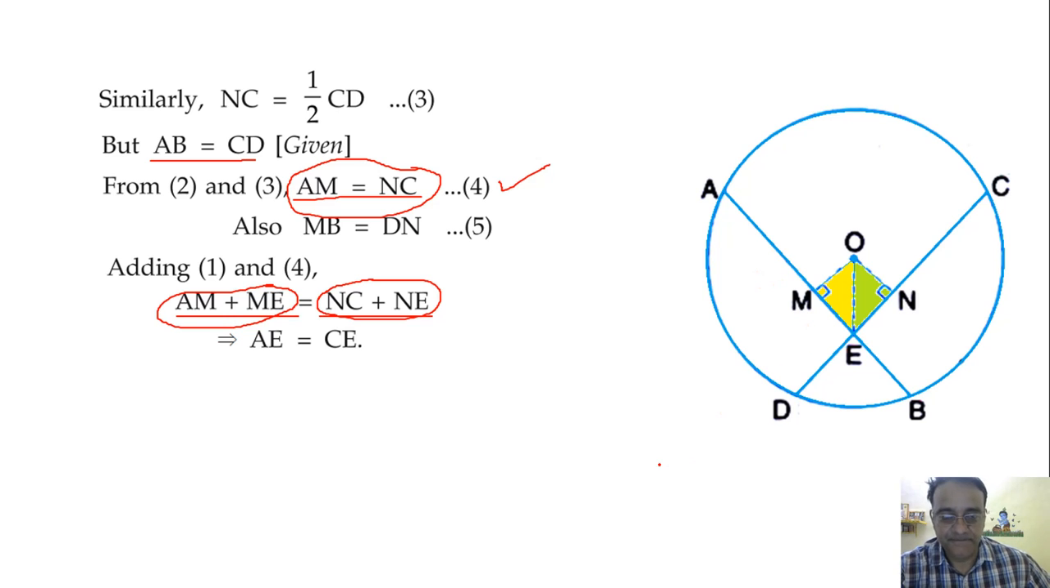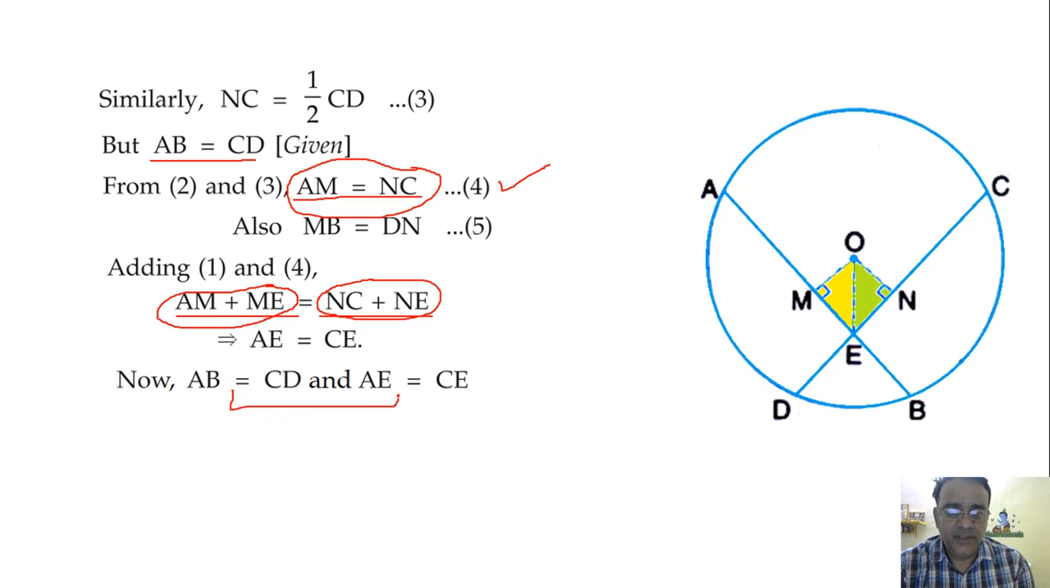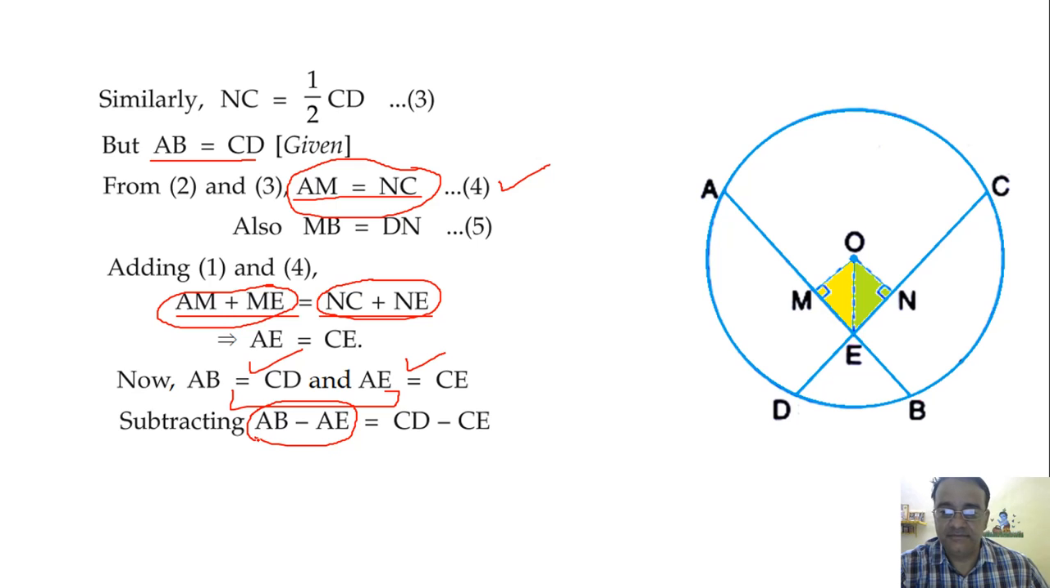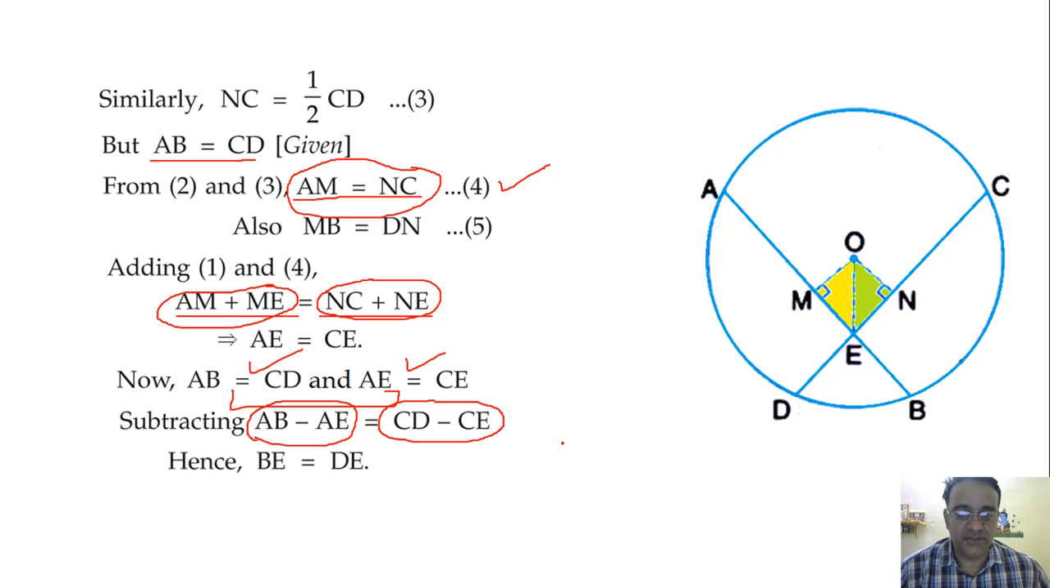First part is over. Now for the second part, we will take AB is equal to CD, which is given, and we have proved AE is equal to CE. Now we subtract these two: AB minus AE is equal to CD minus CE. If we subtract, we get BE and DE. So we get BE is equal to DE.